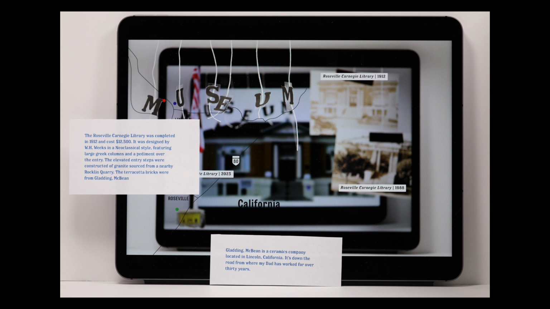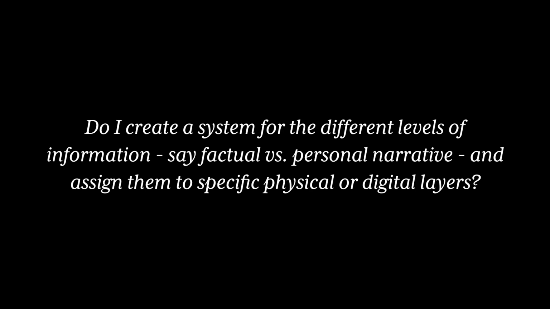Unsurprisingly, this week's work has also suggested more possibilities and questions I'd like to explore. For example, do I create a system for the different levels of information, say factual versus personal narrative, and assign them to specific physical or digital layers? Could the depth of field suggest a timeline? Should I have started with an image of this library from 1912 and worked my way to the present?